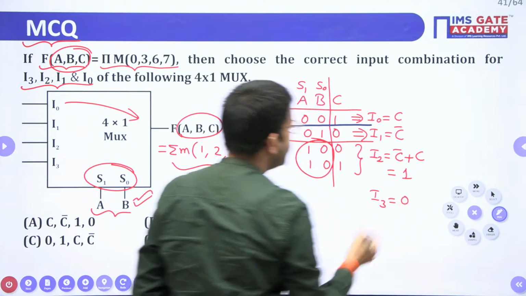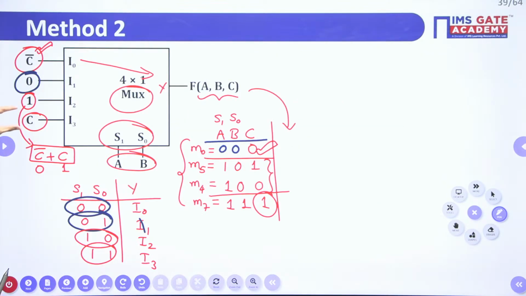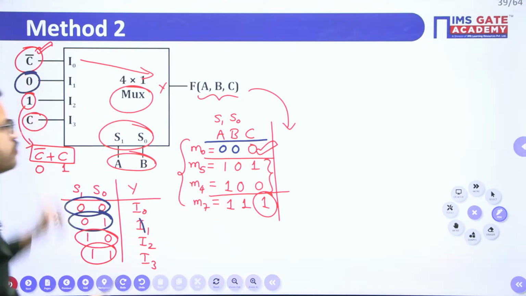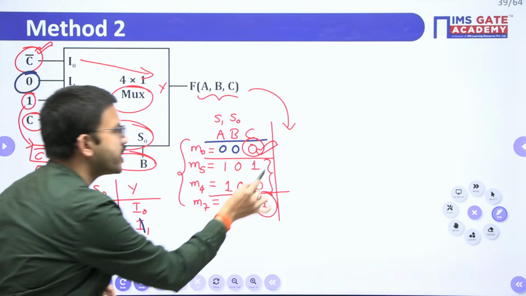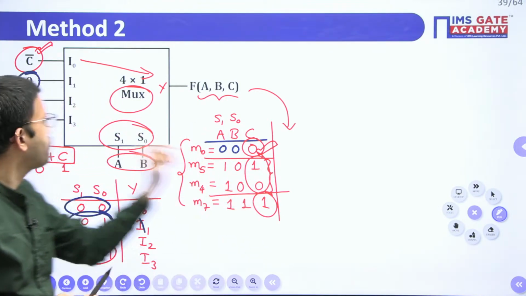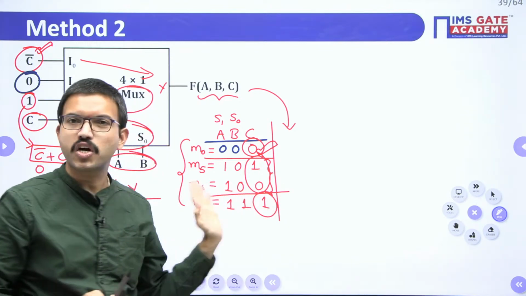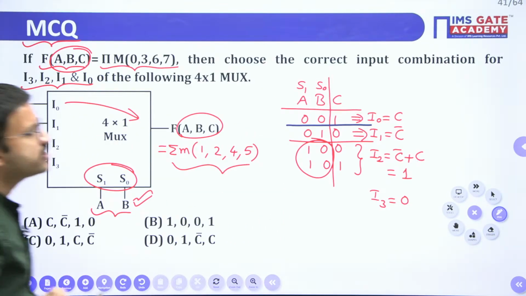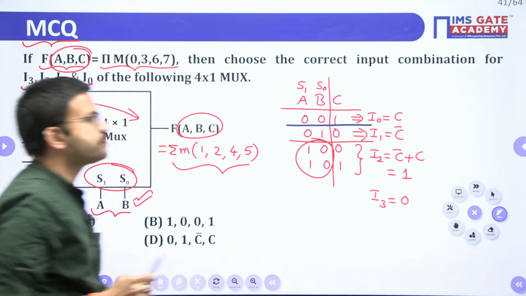See, for easy understanding, just observe the previous slide. When you have input as C, that means its value is 1. If you have C bar, it means C value is 0. If you have constant 1, you get two values for C. If the input is 0, that particular selection line combination we are not considering at all, right? So with this understanding, we got I0, I1, I2, I3 like this.